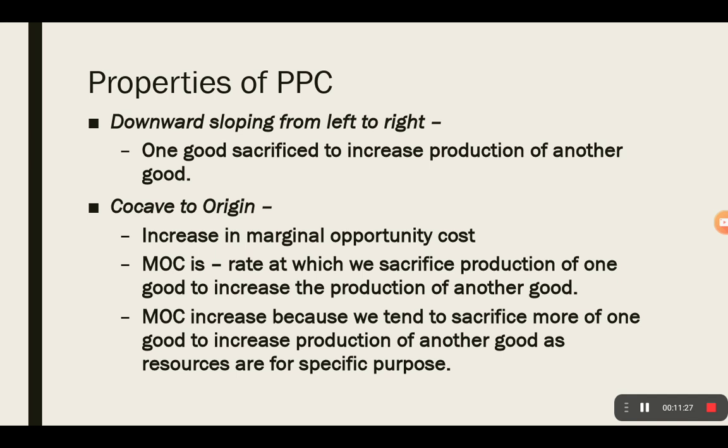Why are we doing so? We are doing so because the resources are for specific purposes. That is, the resources are efficient only in production of one good and not equally efficient in production of another good. And since they are not equally efficient in production of both goods, while sacrificing one good's production, we will have to sacrifice more and more.